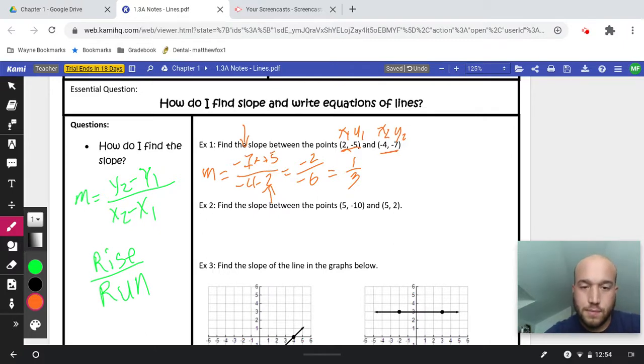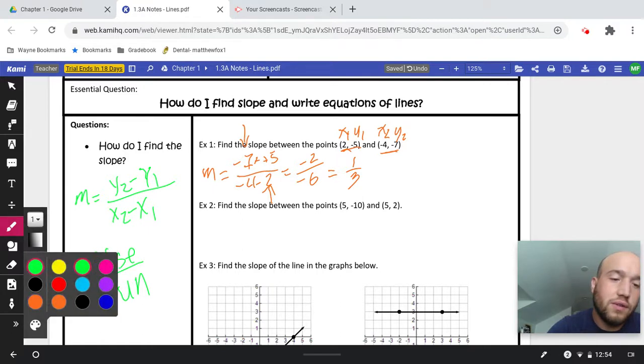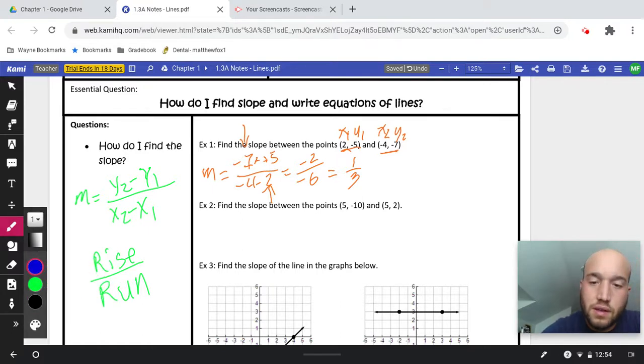Okay, so our next one here. Find the slope between the points (5, -10) and (5, 2). Once again, if I were you, I'd go ahead and label your x1, y1, x2, y2, and then we'll just solve for the slope. So we'll go with 2 minus -10 all over 5 minus 5. Now minus minus becomes plus, so we get 12 over 0.